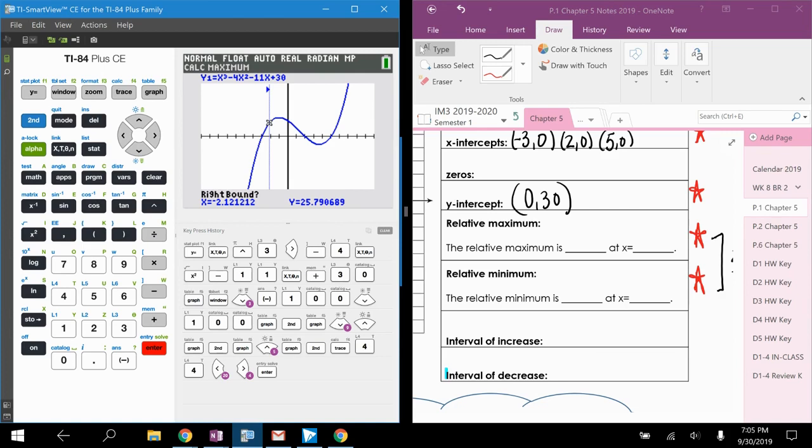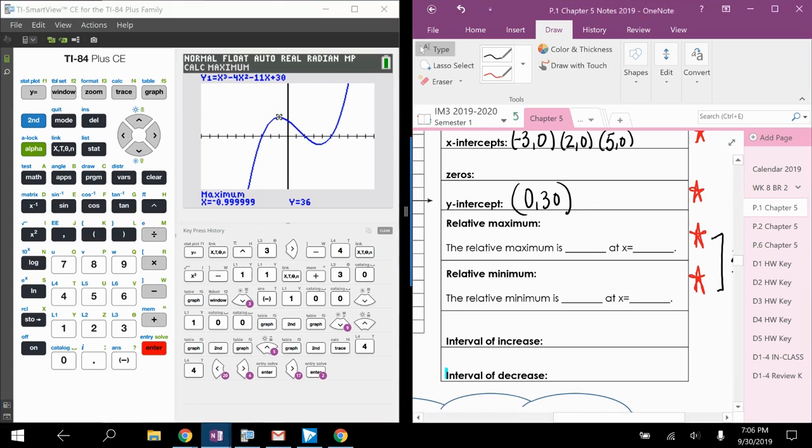Now it says right bound. Go to the right side of where you think the max is. So again, here's my max. That cursor needs to be on the right side of where you think it is. It does not matter if it's down here. As long as it's on the right side of the max, you're good. Press enter. It says, do you want me to guess it? I do want you to guess it. And there you go. So your maximum is at negative 0.999.